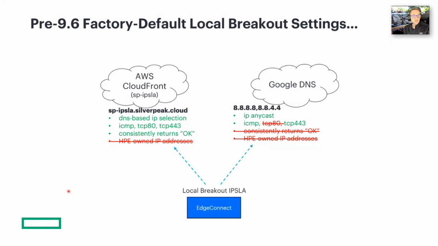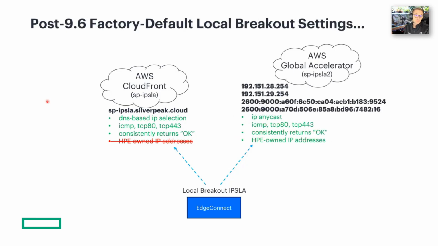So today, in all previous EdgeConnect Orchestrator deployments, if you look at the local breakout configuration, you'll see that it's configured with SP-IPSLA.silverpeak.cloud, 8888, 8844. So this is where we were. This is the state we're in now.